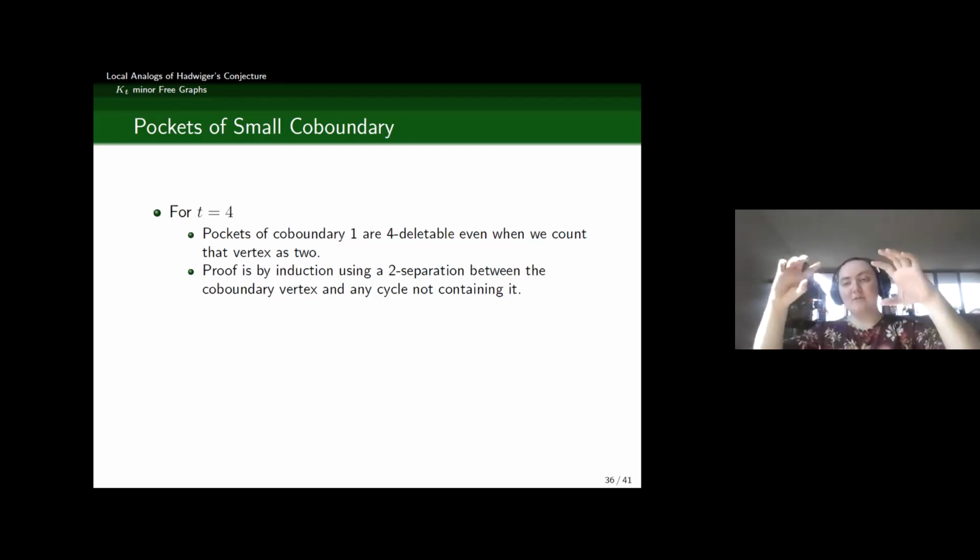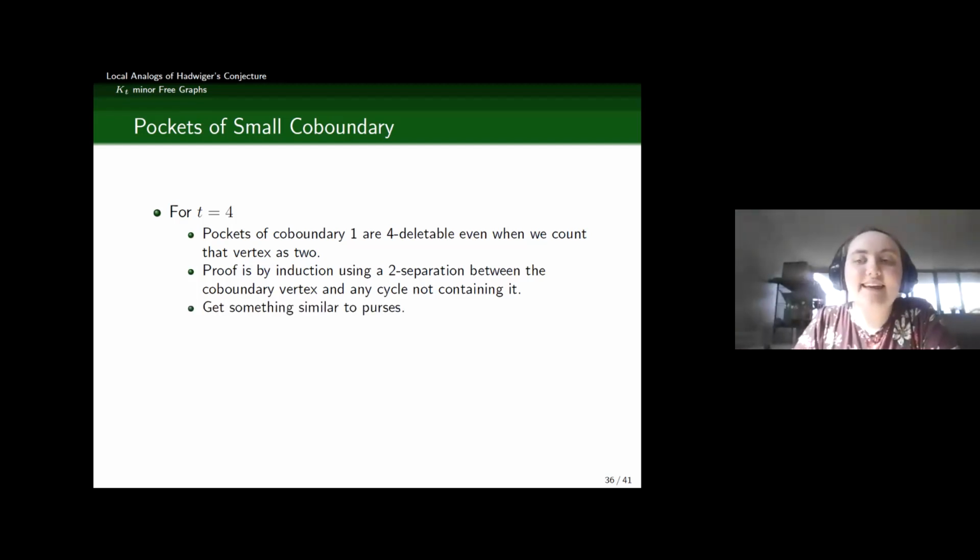So what you do is you take both sides of this 2 separation, contract one, double counting the contracted vertex, extend the coloring, and then contract the other side, double counting the contracted vertex, color this side by induction, and then you split it up and voila, you're done. And this is really nice, gives you something similar to purses, and it deals with your pockets of coboundary 1 and your pockets of coboundary 2, where you can add an edge without breaking K4 minor freeness, all in one go. You don't have to handle them separately.